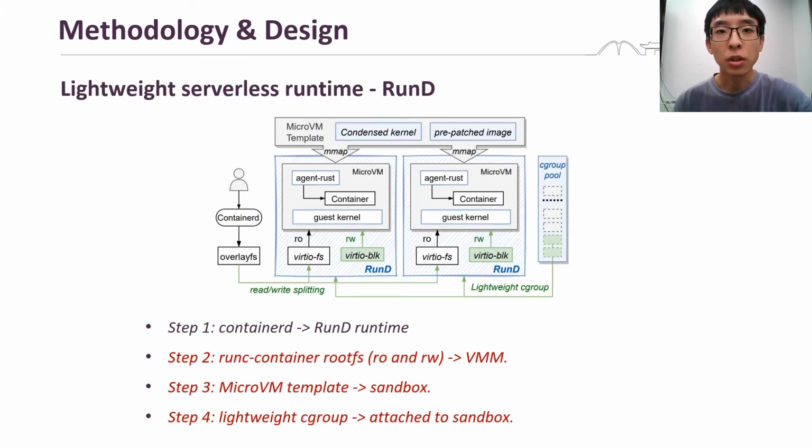So how does RunD work? Step 1. The container D forwards an invocation to RunD. Step 2. RunD prepares RunC container rootfs for VMM. The rootfs is split into read-only and read-write layers. Step 3. Hypervisor uses microVM template to create sandbox and mount rootfs. Step 4. A lightweight cgroup is renamed and attached from the cgroup pool. RunD makes guest-to-host optimizations in these steps, and we will introduce them in detail.